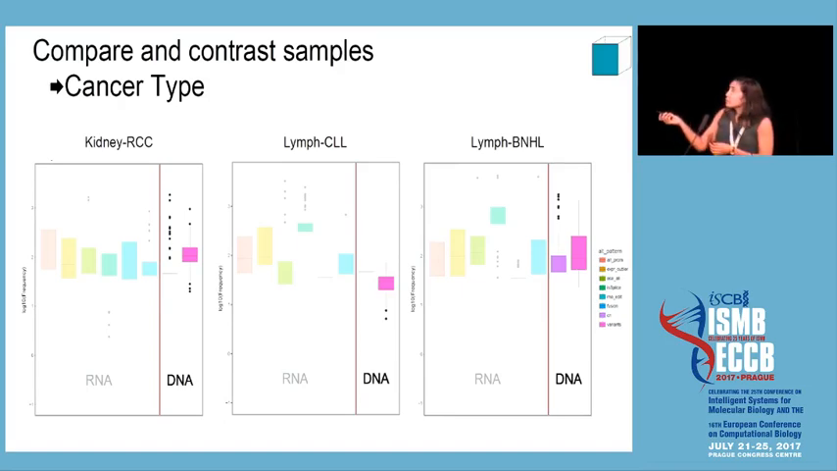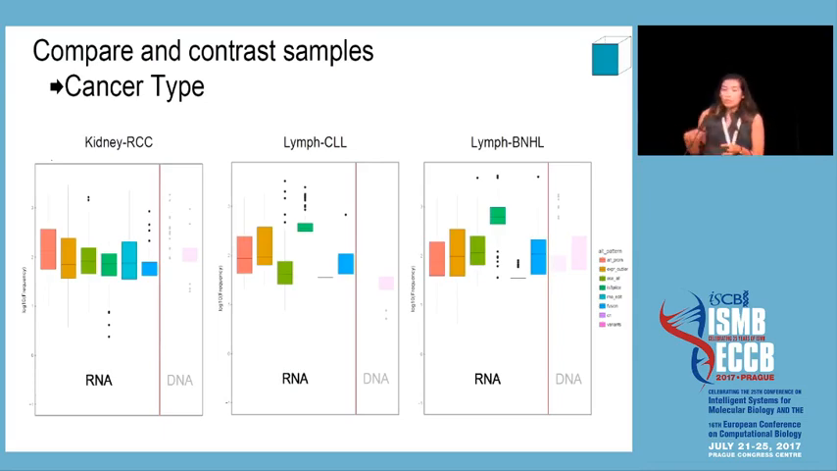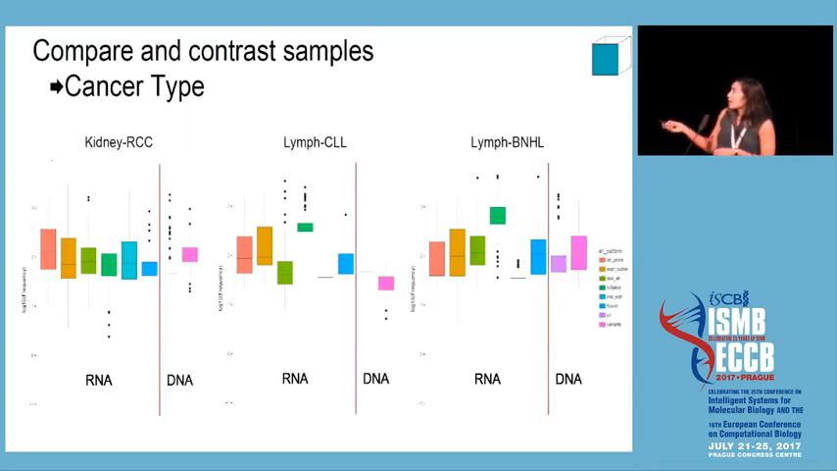We get a different picture when we look at only the RNA level aberrations. We see that in splicing, there is much more splicing in the lymphatic cancers than we do in the kidney cancer. So when we have a more holistic view looking across both RNA and DNA levels, we can see a more comprehensive view of each cancer individually.